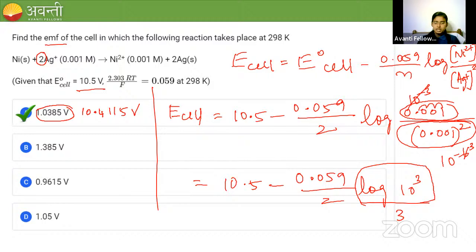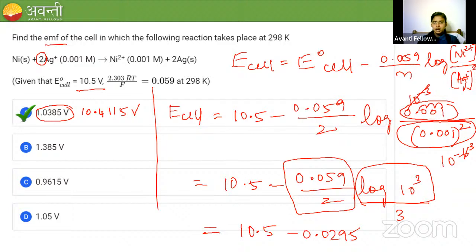Okay. So multiply, divide, and 10.5 minus 0.0295. So if we divide this, we will get this number, and into 3. So multiply this with 3 and subtract it. So here we will get 10.4115 volt as the E cell value.